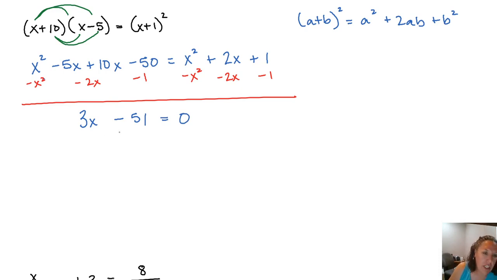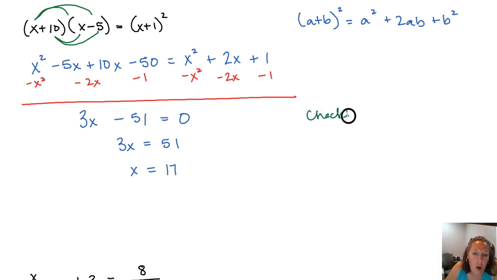So if we finish solving this, we want to get our x by itself. We'll add 51 to both sides to move it across, and then divide by 3, and we get 17. Again, we want to check this. Always check in your original equation.